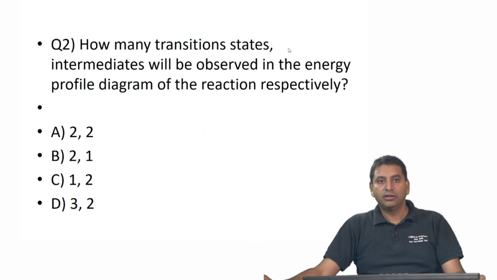So, the next question is with regard to the energy profile. So, the question is, how many transition states and intermediates will be observed in the energy profile diagram? So, before we get into the answer, let us now draw out the energy profile. Before we draw the energy profile, we should first draw out the complete mechanism. Okay. So, the mechanism is as follows.